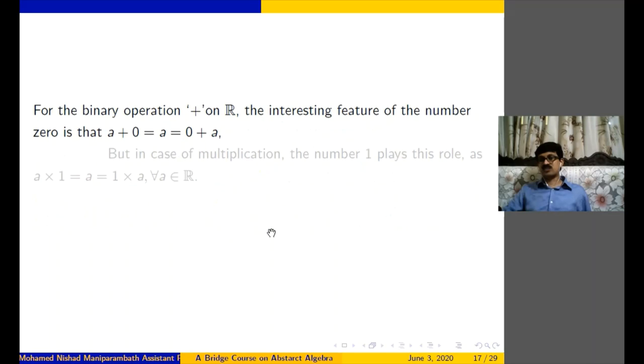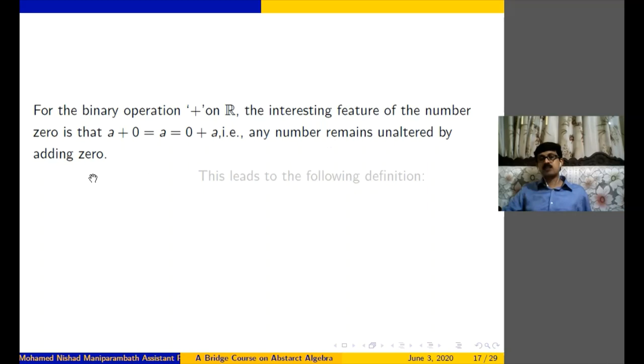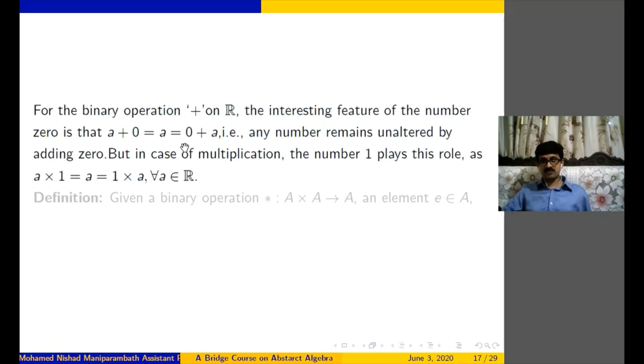For the binary operation addition on R, the interesting feature of the number 0 is a plus 0 equal to a equal to 0 plus a. That is, the number remains unaltered by adding 0. While adding 0 with a, there is no change for a. But in the case of multiplication, the number 1 plays this role. The role played by 0 in the case of addition will be played by 1 in the case of multiplication. So that means a into 1 is equal to a is equal to 1 into a. This is true for every a belongs to R.